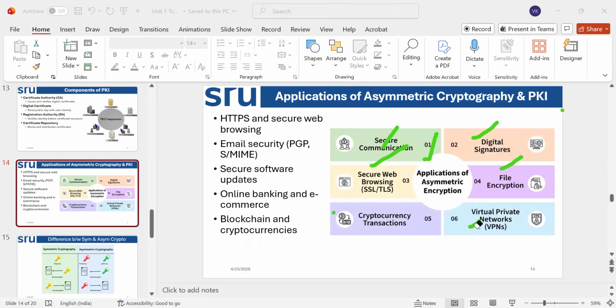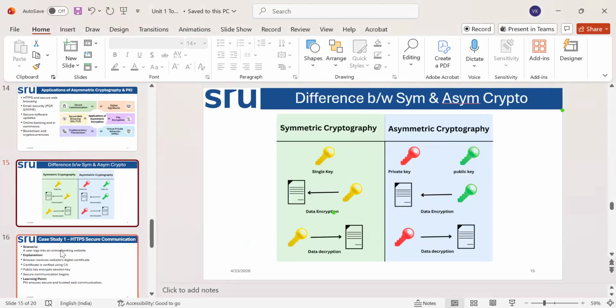Let's see now. The difference between symmetric and asymmetric cryptography. In the last chapter we finished symmetric cryptography, and we already understood it today in class. Now we can make a difference, right?